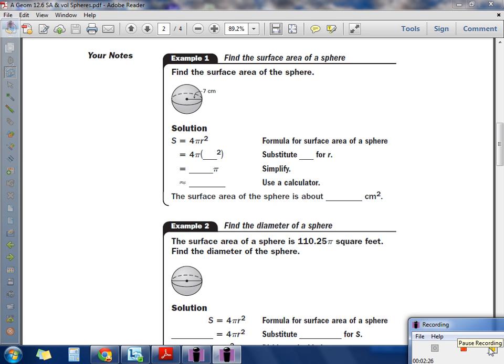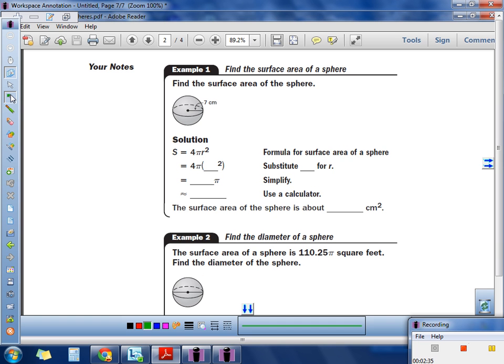So on this first one, it says, find the surface area of the sphere. Once again, here's the formula, 4 pi r squared. So all we need to do is get the radius from that circle, and that's pretty obvious. It's 7. So we plug in a 7, and then we can plug this equation directly into our calculator. We don't need this step. So 4 times pi times 7 squared to get our final rounded answer.